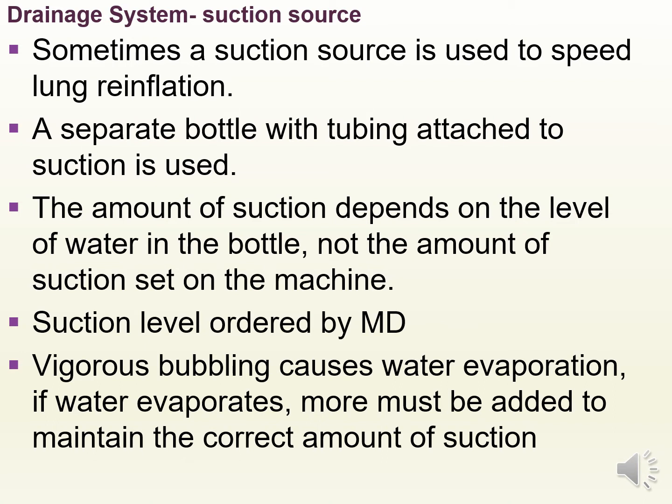Sometimes a suction source is needed to help speed up the lung re-inflation. A separate bottle with tubing attached to the suctioning is used. The amount of suctioning will depend on the level of the water in the bottle, not the amount of suction on the machine. The suction level is ordered by the physician. Vigorous bubbling causes water evaporation, so if the water starts to evaporate, more must be added to maintain the correct amount of suctioning.